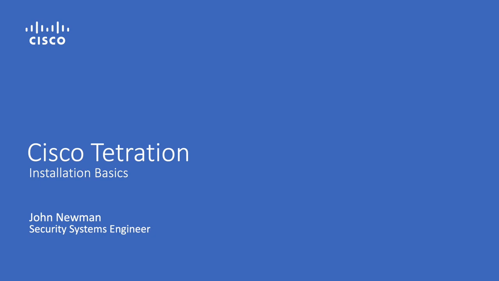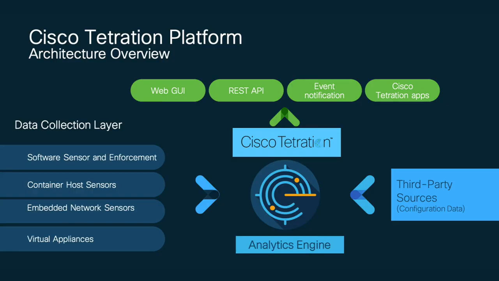Today, we're going to talk about Tetration, specifically the beginning and understanding of the physical and virtual footprints needed. As a quick reminder, Tetration ingests and analyzes traffic from your network. Now, we have options out there that can see north-south traffic, such as Cisco StealthWatch and next-gen firewalls, but Tetration specializes in seeing east-west traffic, specifically in your data centers and clouds between your application workloads.